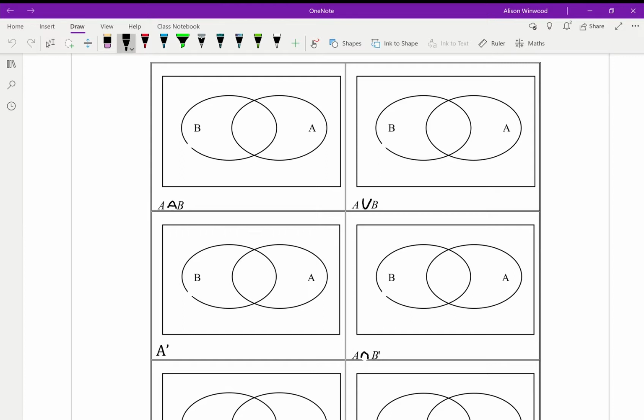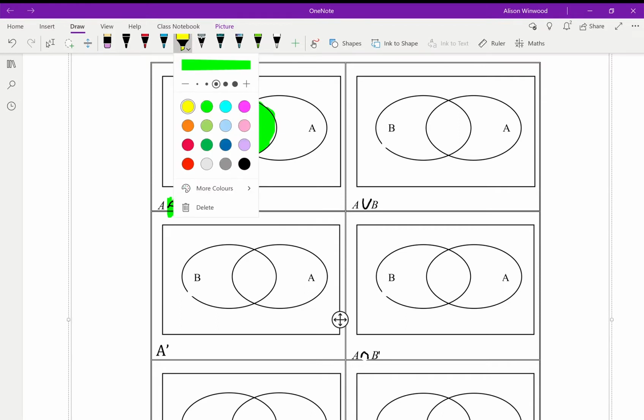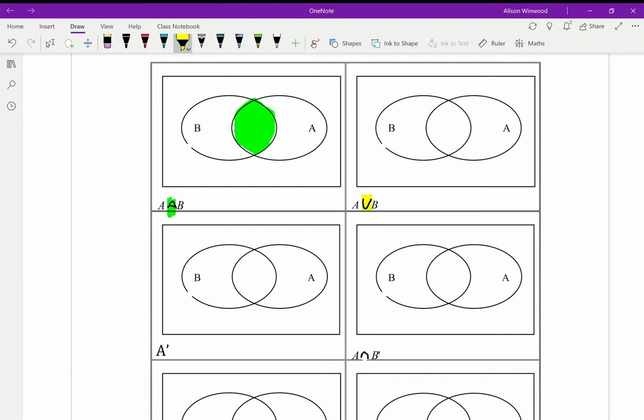So first one is A intersect B, which is the overlap where we've got both the area contained in both A and B. Union, on the other hand, is where we have everything that's in A combined with everything that's in B. So intersect is what has to be in both, and union can be in either of them or in both.